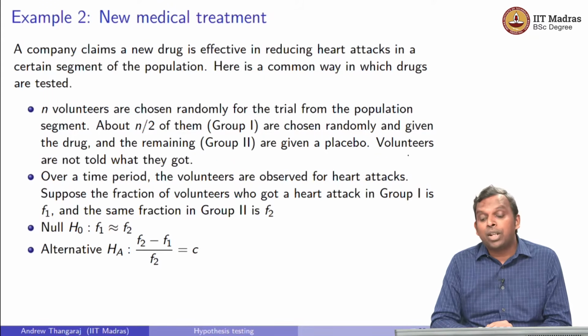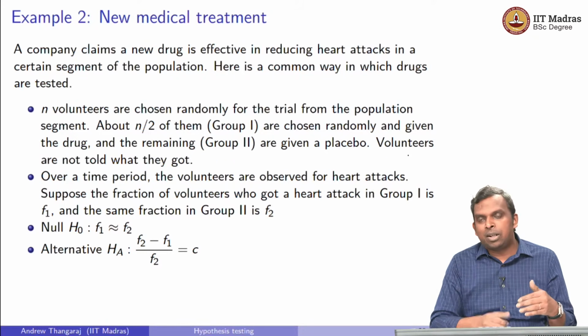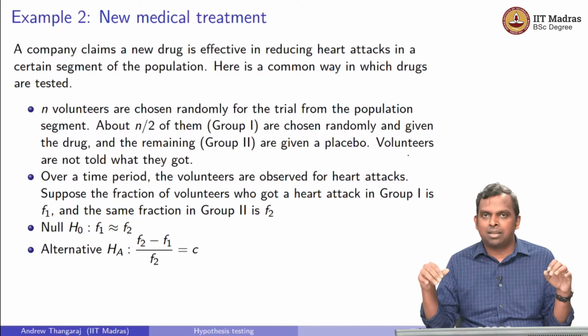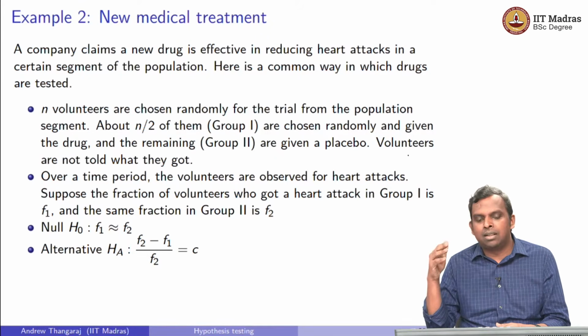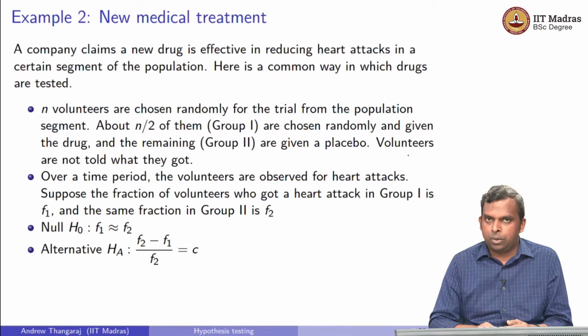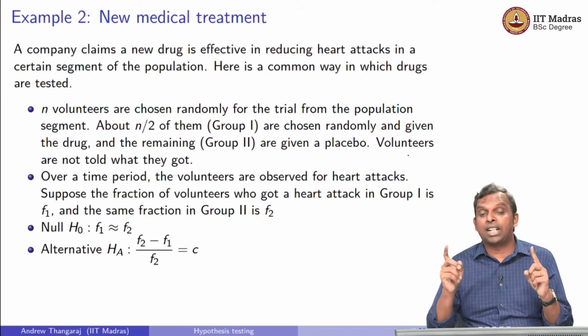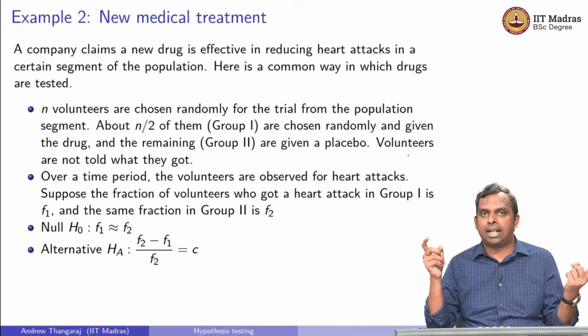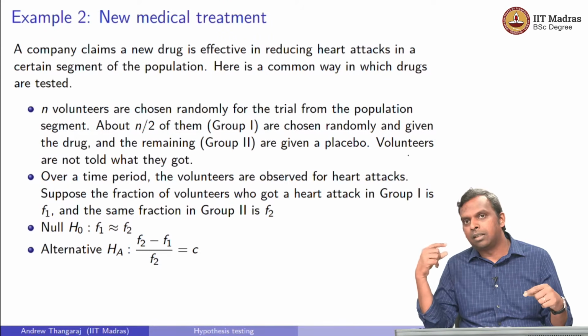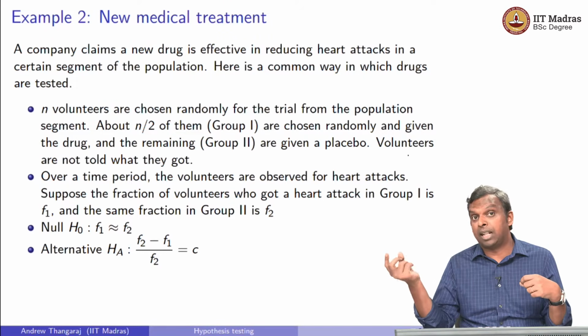Okay, so after you do that, you've given this drug, maybe regularly, and then over a period of time, you're measuring the results. You're observing the volunteers for heart attacks. So you'll have two different fractions now: the fraction of people in the first group, the drug group, who got heart attacks over a certain period of time, and the fraction of people in the second group, the placebo group, who got heart attacks.